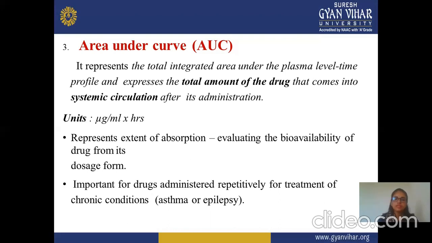Next is the extent of absorption. In this, we evaluate the viability of a drug from its dosage form, meaning you check how much of the drug is available from that dosage form. Viability of a drug means how much drug is available to show the effect in this particular dosage form. This is important for a drug administered repetitively for the treatment of chronic conditions, for example asthma or epilepsy. The area under the curve is calculated, meaning how much total drug is available in your plasma in your circulation. With the help of this AUC graph, we calculate the maximum concentration of the drug.